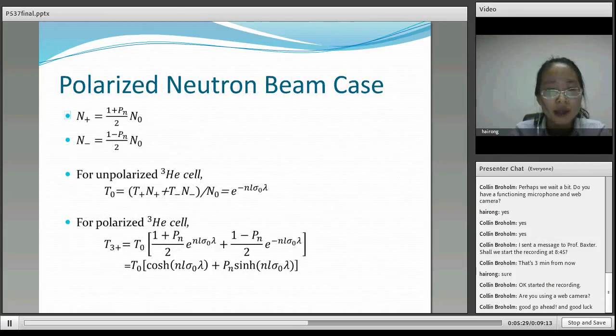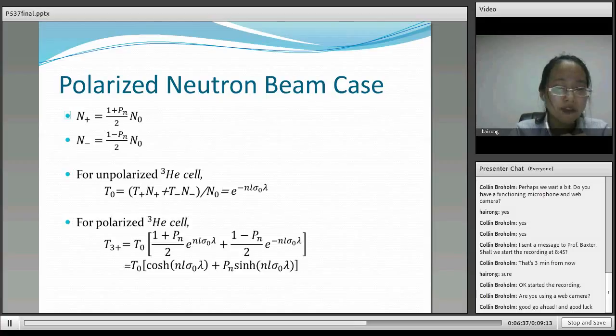For the polarized neutron beam case, N plus equals (1 plus Pn) over 2 times N0, and N minus equals (1 minus Pn) over 2 times N0. In this situation, for an unpolarized helium-3 cell, we can define T0 as the transmission for the parallel situation times the parallel particles plus the transmission for the antiparallel situation times the antiparallel particles over the total particles, which equals e to the negative NL sigma 0 lambda. And for a polarized helium-3 cell, we mark the transmission as T3 plus, which after calculation equals T0 times (cosh(NL sigma 0 lambda) plus Pn times sinh(NL sigma 0 lambda)).